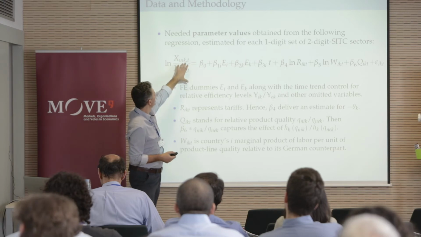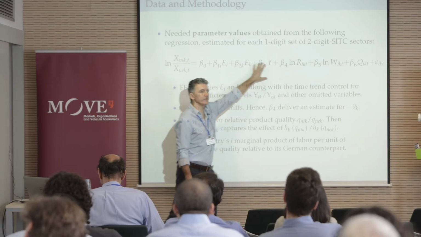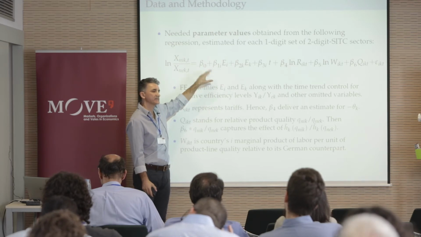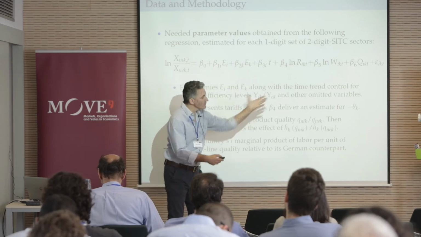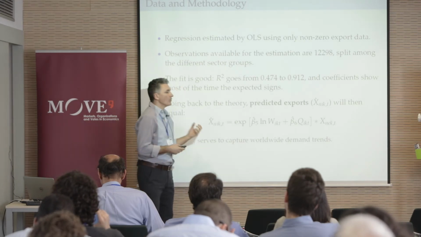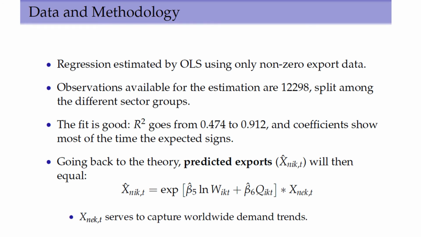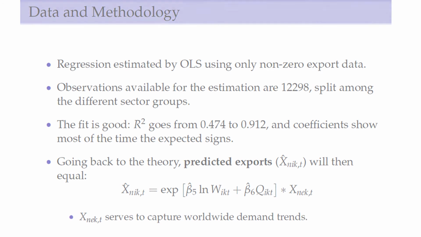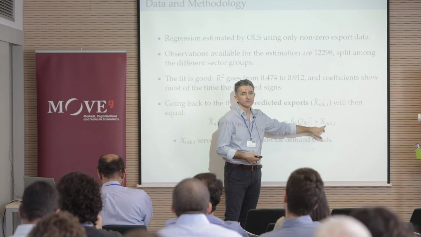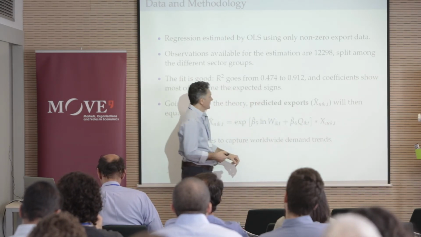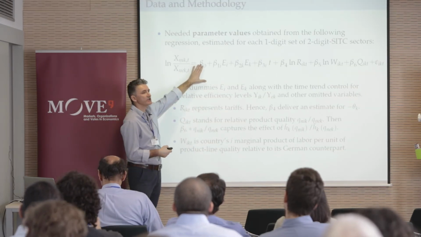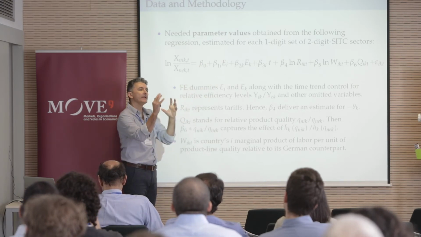All right. So to estimate our parameters, we use a bunch of dummies, sector dummies, country dummies, time trends, and then we estimate the parameters. What do we do next? We predict exports. To predict exports, this prediction is relative to exports from Germany. And this is the estimation.